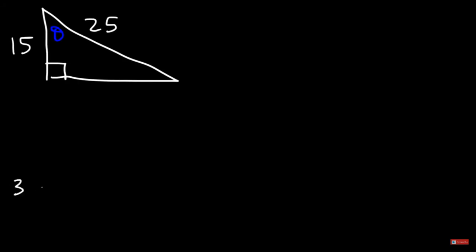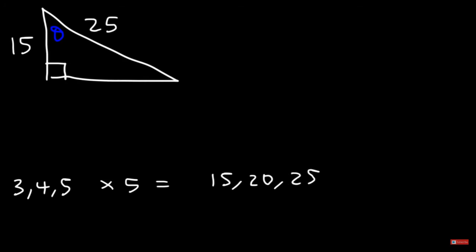So this is going to be similar to the 3, 4, 5 triangle. Notice that if we multiply everything by 5, we'll get 2 of the 3 numbers that we need. 3 times 5 is 15, 4 times 5 is 20, 5 times 5 is 25. So we have the 15, and we have the 25. Therefore, the missing side must be 20. And you could use the Pythagorean Theorem to confirm this if you want to.